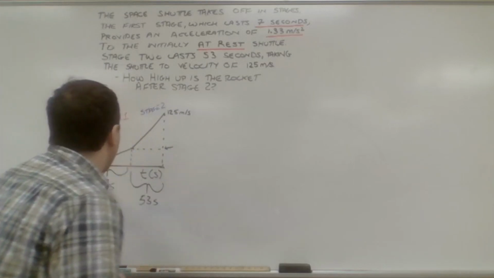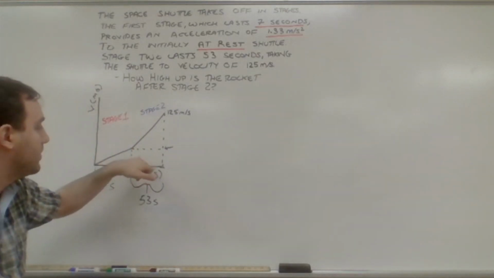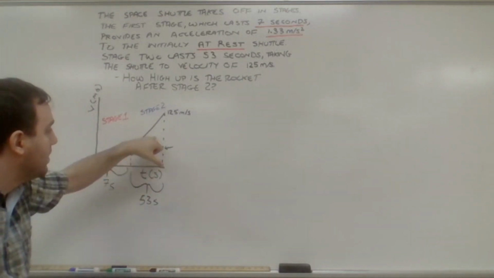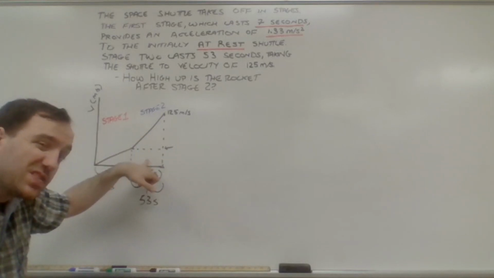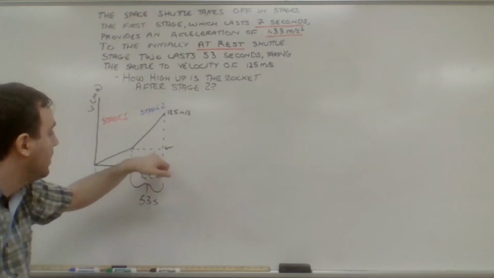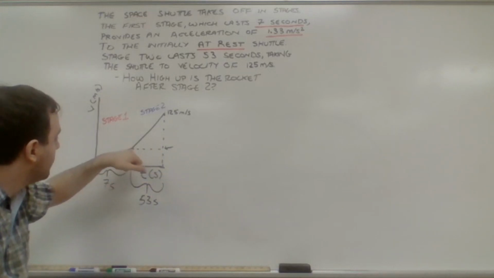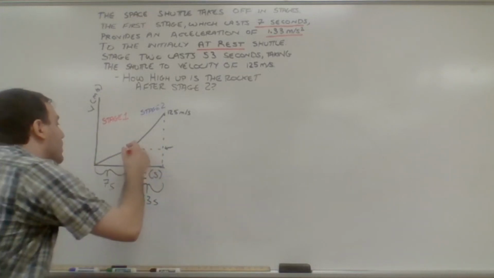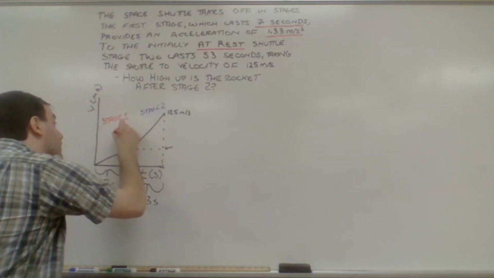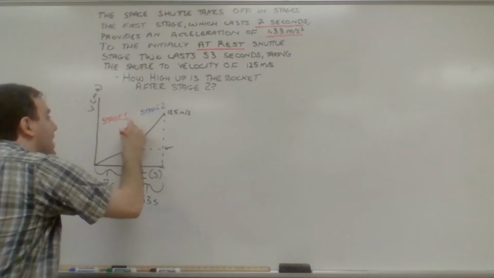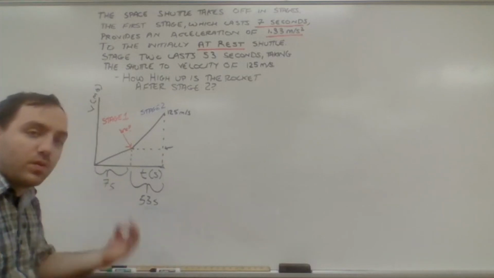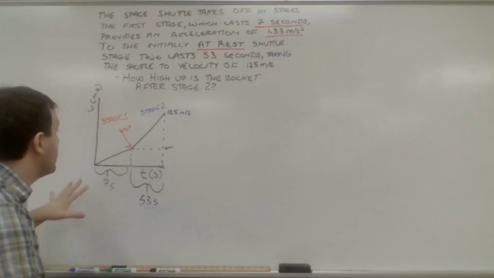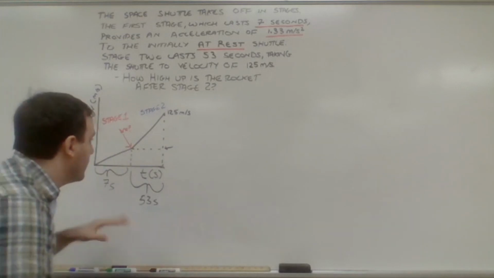To start solving graphically, we need to be able to find the area of each section. The area of these two will be fairly easy to find if you use the area of the trapezoid. If you don't use the area of the trapezoid, you need to find this line here, which is the velocity after stage 1. Once you find that, you can find everything else. In order to go through this, let's start by finding that velocity.